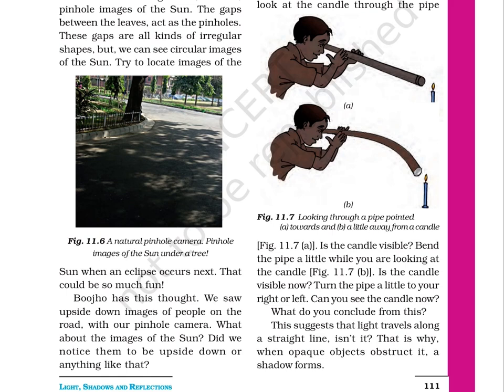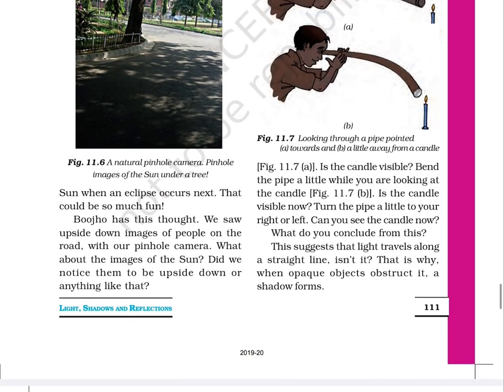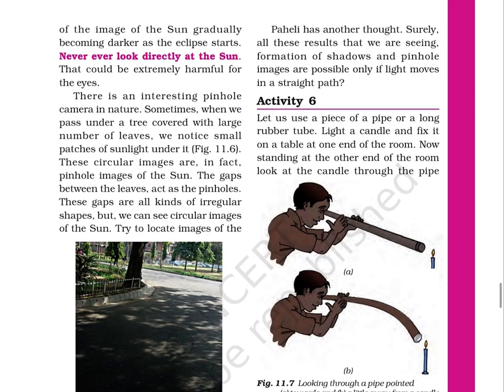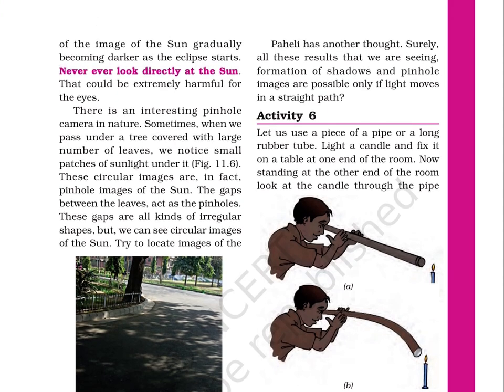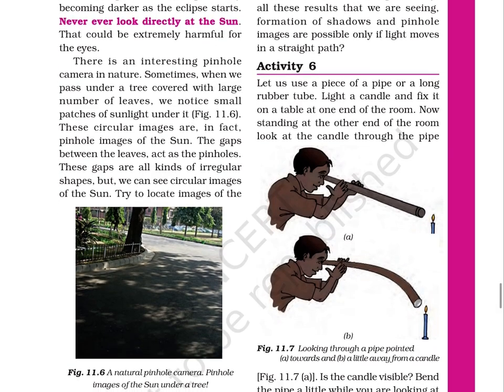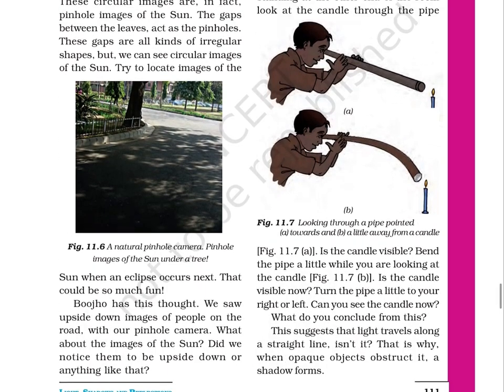Bujo has this thought. We saw upside down images of people on the road with our pinhole camera. What about the images of the sun? Did we notice them to be upside down or anything like that? Paheli has another thought. Surely all these results that we are seeing, formation of shadows and pinhole images, are possible only if light moves in a straight path. Figure 11.6 shows a natural pinhole camera, pinhole images of the sun under a tree.